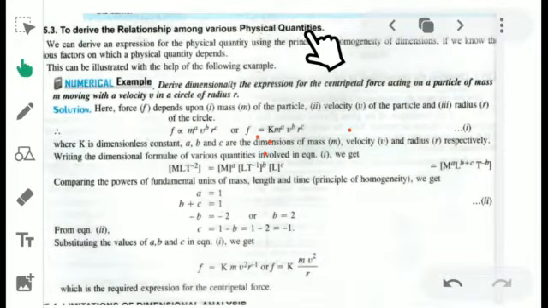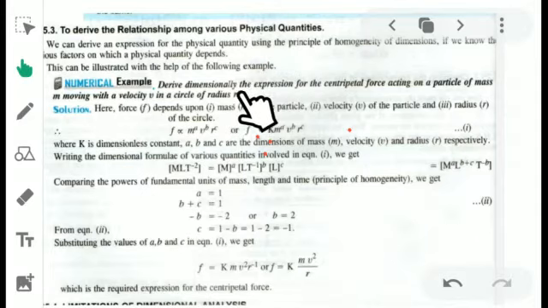Suppose one physical quantity depends on other physical quantities, and it is given in the question. Then by using that relation dimensionally, we can calculate the real equation. If any constant is there, it will not come out correct, but the relation between both sides will be correct only. So by using dimensional analysis, we can derive the relationship among various physical quantities.